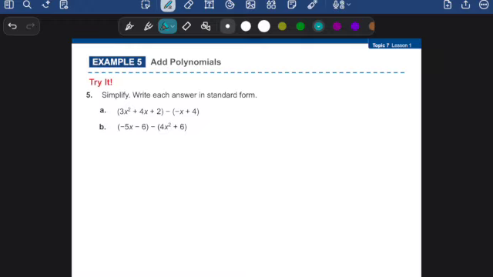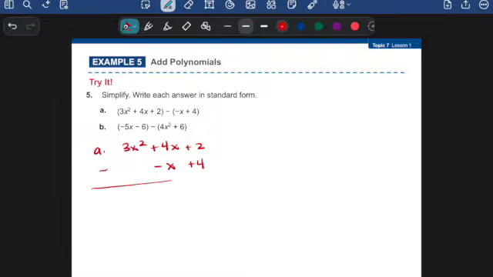Try it number 5, we're going to simplify and of course put it in standard form. So I'm going to write it vertically for the first one. So part A, we have 3x squared plus 4x plus 2. And then I'm subtracting negative x, which comes under the linear term, and a positive 4. Okay. 3x squared minus nothing is still going to be 3x squared. 4x minus negative 1x, so I'm doing the opposite. What's the opposite of negative 1? That would be positive 1. So 4 plus 1 is going to be 5. And then 2 minus 4 is negative 2.